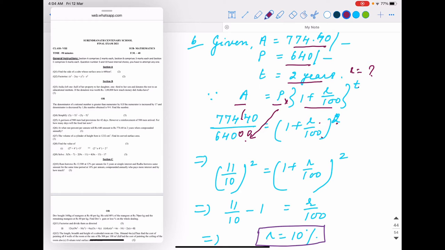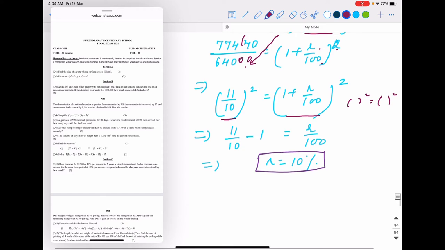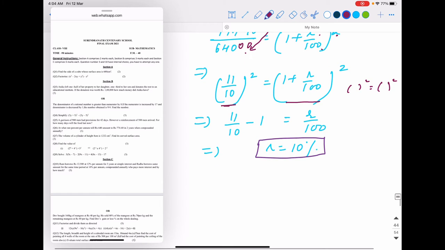We know that if the power is the same, we equate the bases. So here the bases are 11 by 10 and 1 plus R by 100. Now 1 we bring this side, it is 11 by 10 minus 1 equals R by 100. If you simplify, it is 11 minus 1, that is 1 by 10, equals R by 100. So R is 10%.